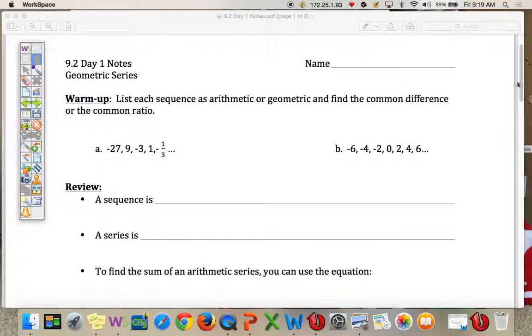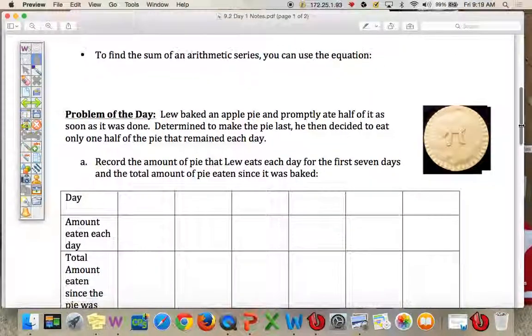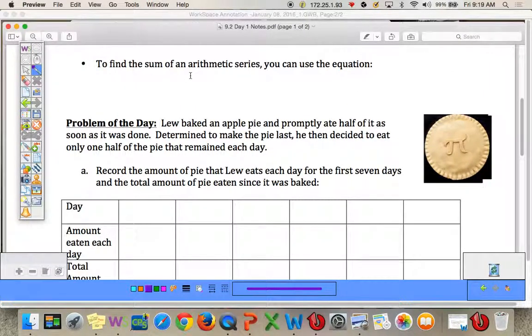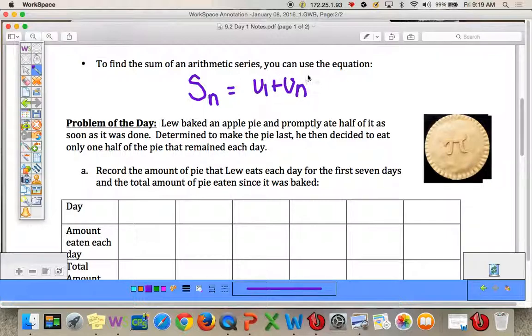To find the sum of an arithmetic series, you can use an equation. And that equation we looked at yesterday when we looked at Gauss's video of his childhood and how he added them up. To find the sum of any number of terms, we take the first term plus the last term, and we multiply it by how many terms there are, and then we divide by 2.